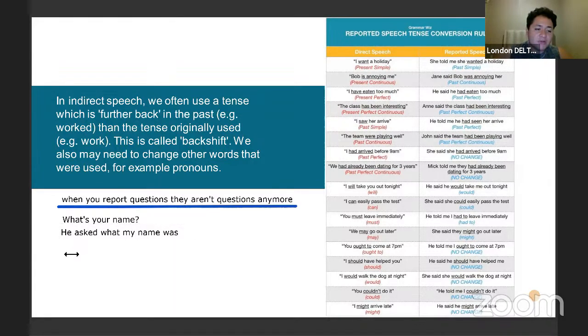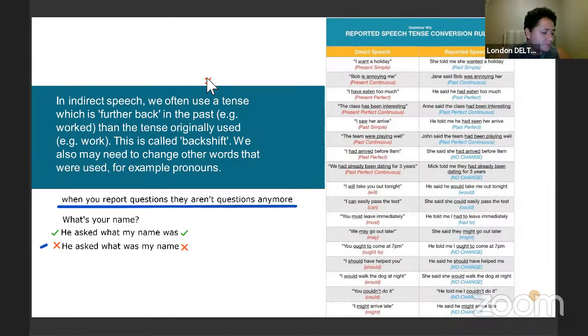Fíjense que en la pregunta yo para hacer reported speech no puse he asked what was my name. Y ese es un error muy común, right? So this is not correct, this form. Okay, this form is incorrect. We would use this one. This is the correct sentence.